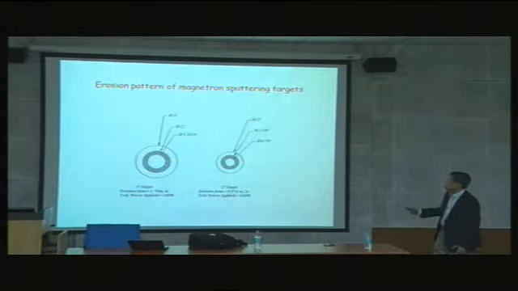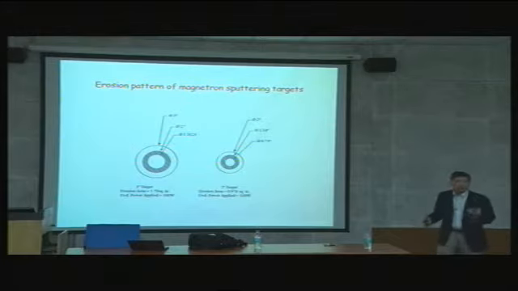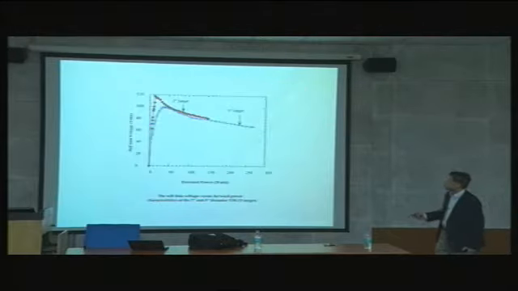So this is the erosion pattern of this one, like a 2-inch and the 3-inch target. You have a different thing. So you can actually use a different size of target and then monitor the thickness. And you can see that the 2-inch target drops much faster than this one, the 3-inch target.